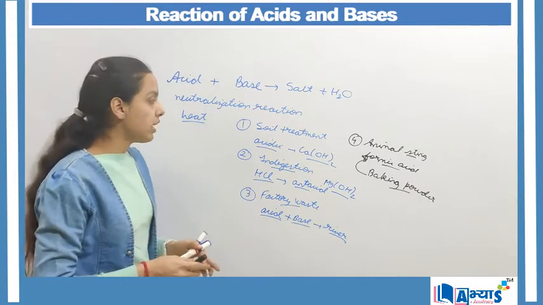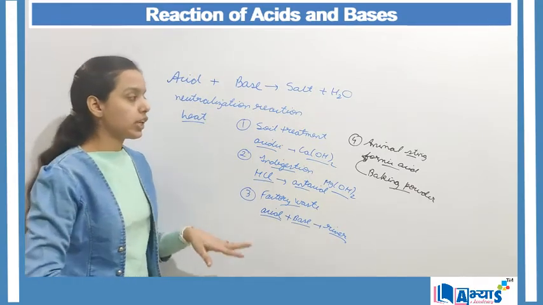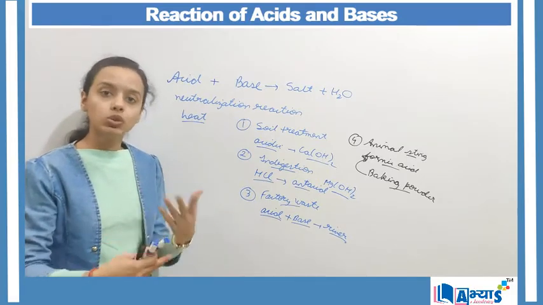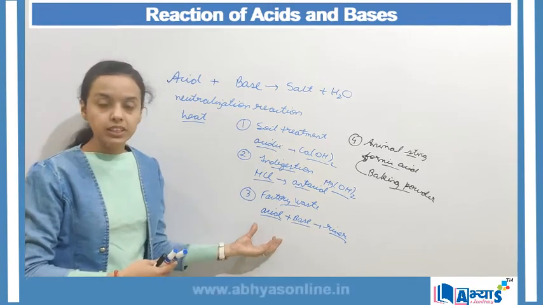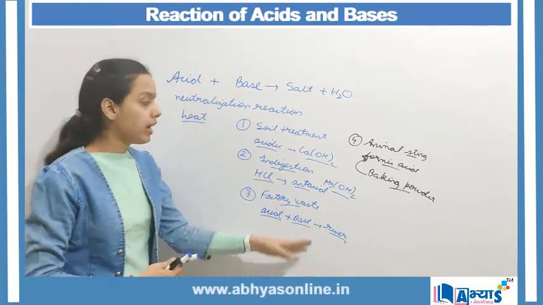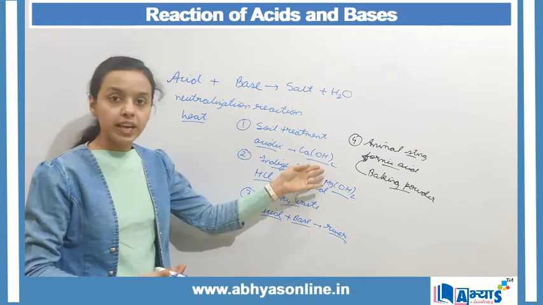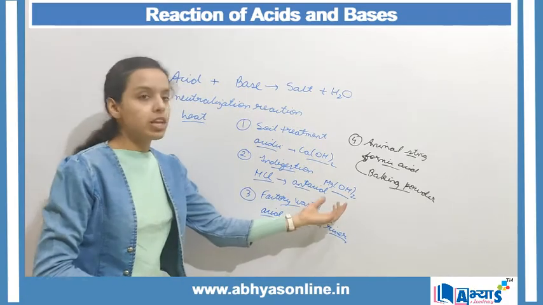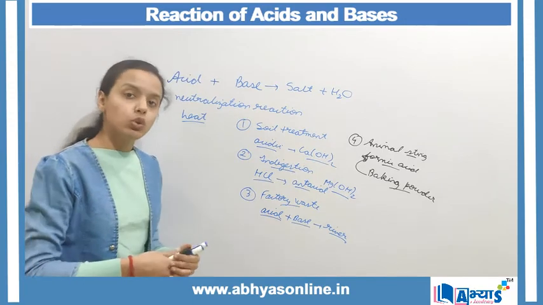So till now, we have discussed 4 important applications of this reaction. In each of these, we have understood how acid and base can react together and neutralize each other's effect. If it is acidic factory waste, we can apply a base. Similarly, if it is acidic soil, we apply calcium hydroxide. In the case of human beings, during indigestion, we usually take milk of magnesia, and also in the case of animal sting, or even during tooth decay.